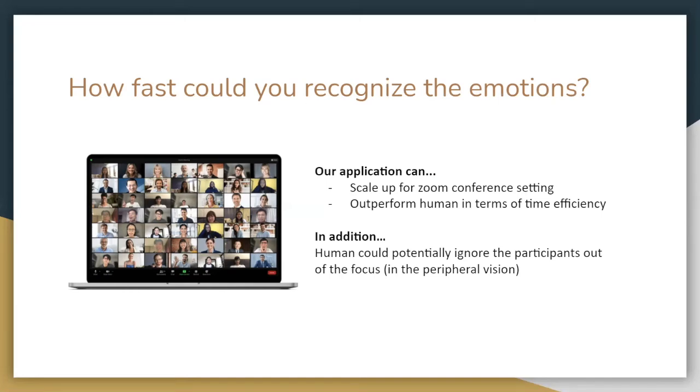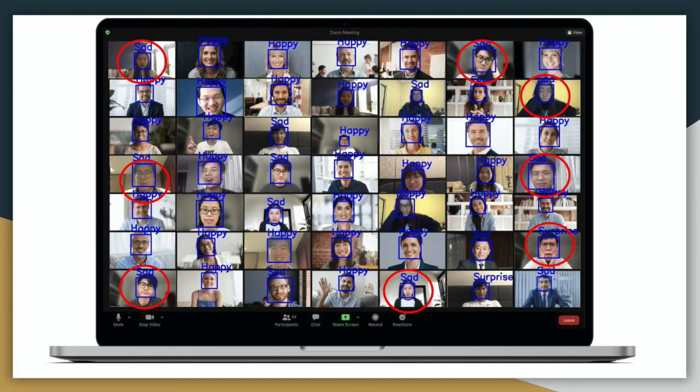In addition, when we only take a glance at the participant page, our focus is limited. For example, if we only land our focus in the middle of this page, we could potentially ignore the participants in the peripheral vision, which is proven to be weak for humans to distinguish details. Taking a closer look at these participants, if we land our focus on the center, we could potentially miss these confused faces on the edges. Our application does not have this limitation. It takes all the participants into account and recognizes their emotions effectively and efficiently.